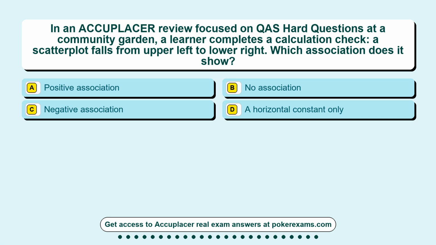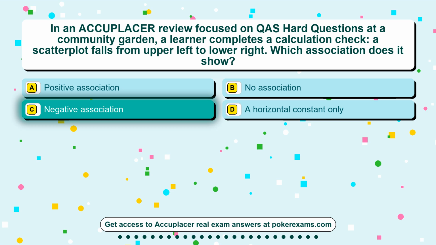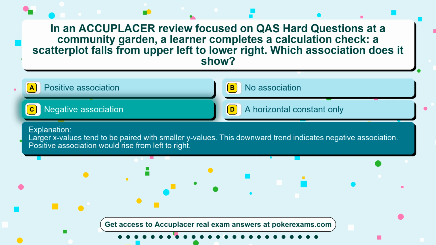Question 4. In an ACCUPLACER review focused on QAS hard questions at a community garden, a learner completes a calculation check. A scatter plot falls from upper left to lower right. Which association does it show? Option A, positive association. Option B, no association. Option C, negative association. Option D, a horizontal constant only. The correct answer is option C, negative association. Larger x-values tend to be paired with smaller y-values. This downward trend indicates negative association. Positive association would rise from left to right.